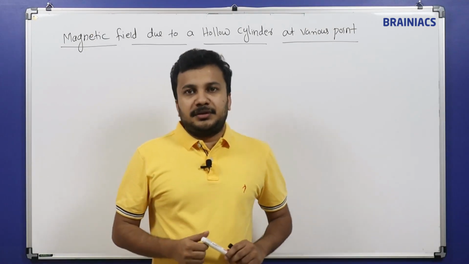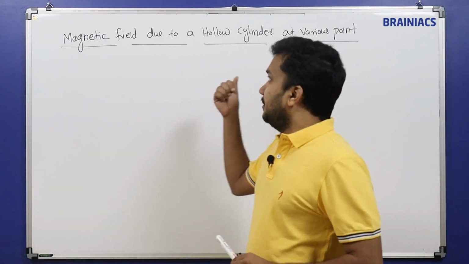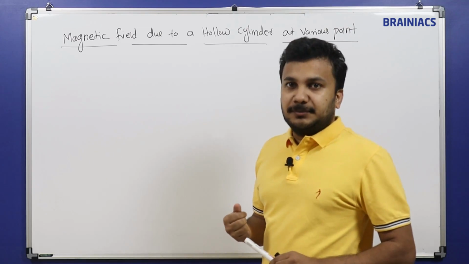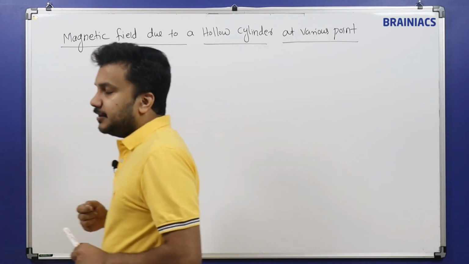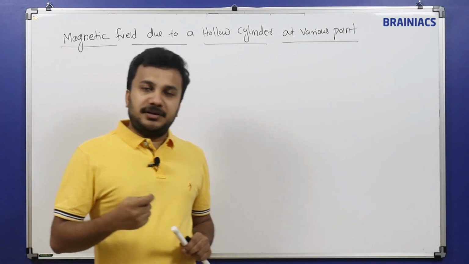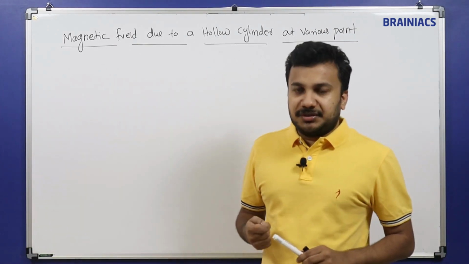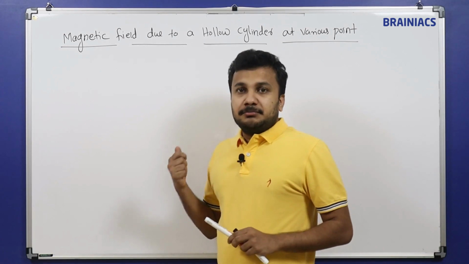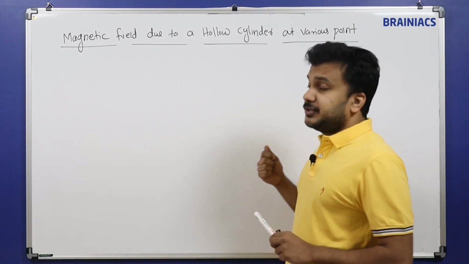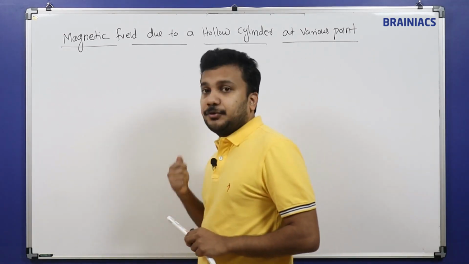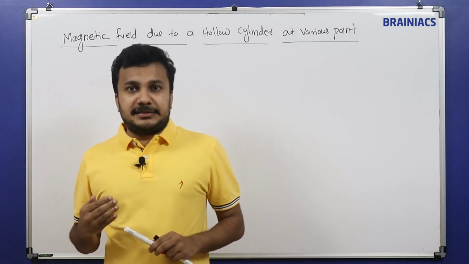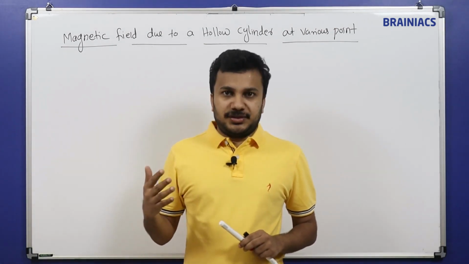So let's move to the next heading, magnetic field due to a hollow cylinder. So what we have seen is magnetic field due to a solid cylinder at various points, which means inside, surface and outside. Now we are going to see magnetic field due to a hollow cylinder at various points, which means for a hollow cylinder, it's inside, it's surface, it's outside.